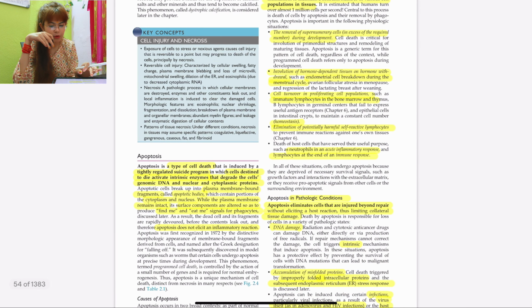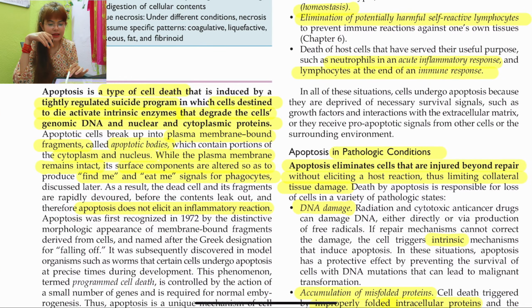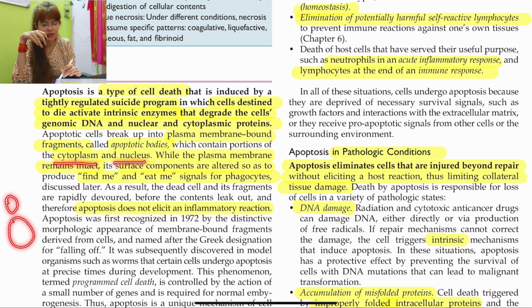Now coming to apoptosis. Apoptosis is a type of cell death that is induced by a tightly regulated suicide program in which the cells destined to die activate the intrinsic enzymes that degrade the cell's genomic DNA and nuclear and cytoplasmic proteins. Basically, the apoptotic cells break into plasma membrane bound fragments called the apoptotic bodies, which contain the cytoplasm and the nucleus. So from the cell, there is formation of these bodies by fragmentation, which contain both the cytoplasm and the nucleus.